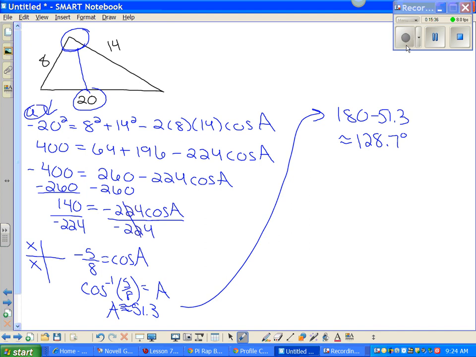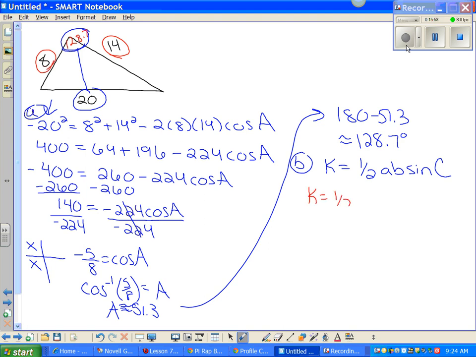Part B wants us to find the area. Okay? K equals 1/2 AB sine C. What two sides have to be used in finding the area? Yeah, 8 and 14, right? Because we have the included angle. Okay?